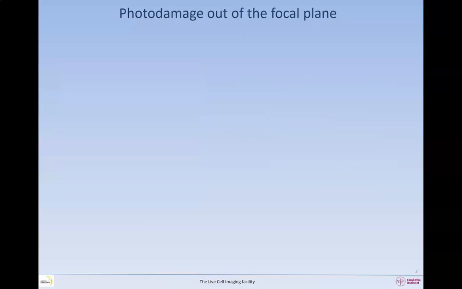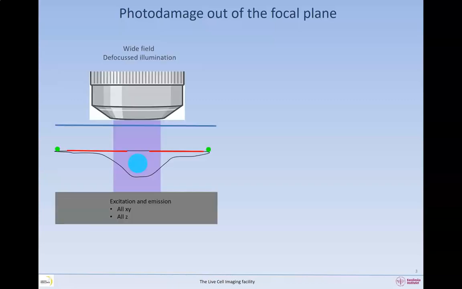When shining light onto your sample, photo damage will occur not only in the focal plane, but also out of your focal plane, depending on what kind of imaging system you are using. In a wide-field system, the light is defocused, meaning everything is illuminated, so both below and above the cell we will have excitation and emission light.